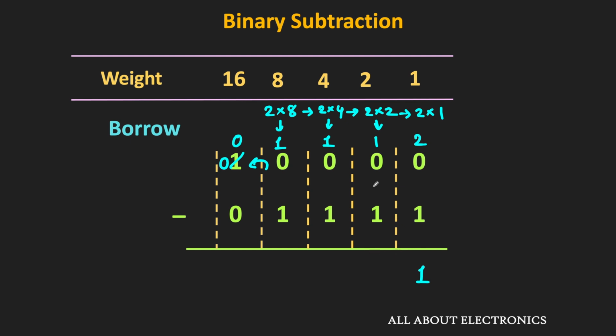Similarly, in this 2's column, this 1 minus 1 is equal to 0. And likewise, in these next two columns, this 1 minus 1 is equal to 0. And if we move to the last column, then now this 0 minus 0 is equal to 0. So that is how we can perform the subtraction in the binary number system.